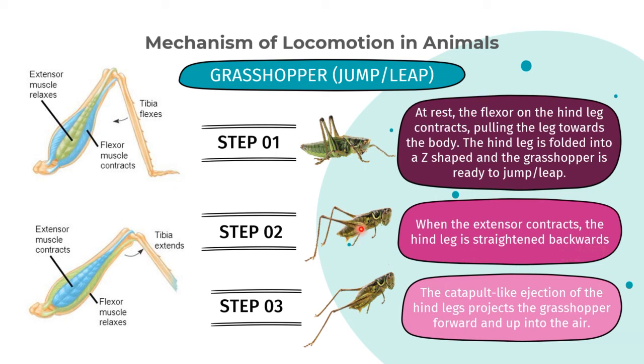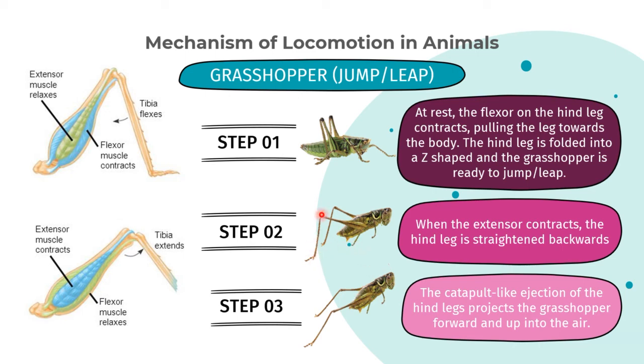As we can see here, the extensor muscle contracts. So this is referred to as the extensor muscle. When the extensor muscle contracts, what happens to the hind leg? The hind leg is straightened, because the extensor contracts. So when the extensor contracts, it causes the straightening of the limb.